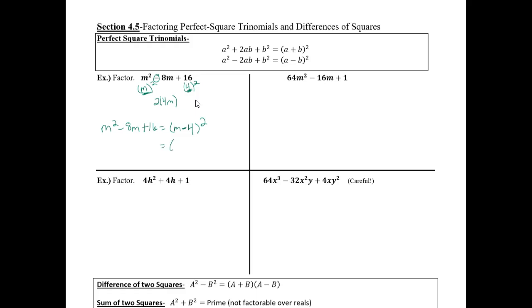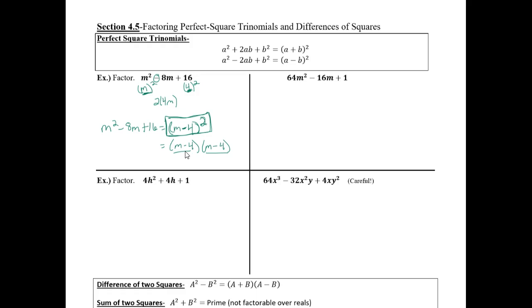And you can always check this by rewriting it as m minus 4 times m minus 4 and then multiplying it out. So we'd get m times m would be m squared, negative 4m, negative 4m would give us the negative 8m, and then negative 4 times negative 4 would give us the positive 16. So notice that this is the exact same binomial being multiplied by itself, so it is being squared. Hence, we write it this way. If you have a term being multiplied by itself, you can write that whole binomial as being squared.